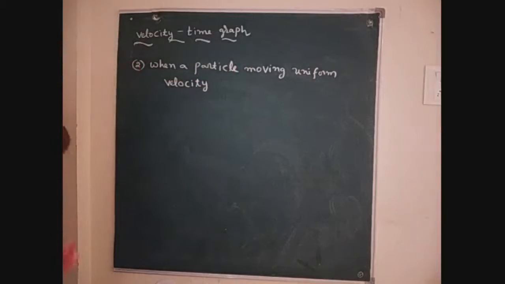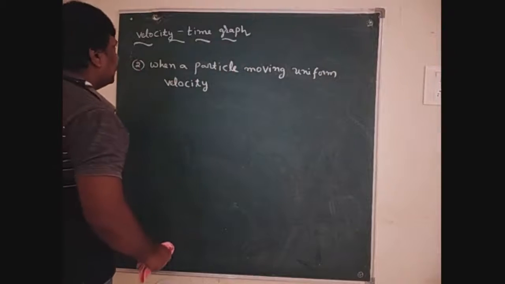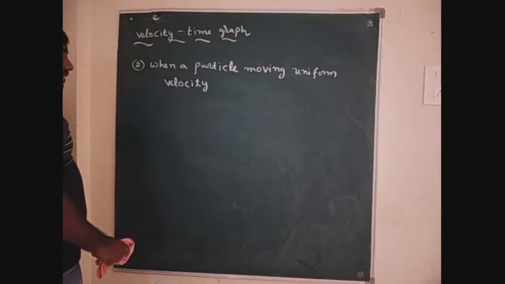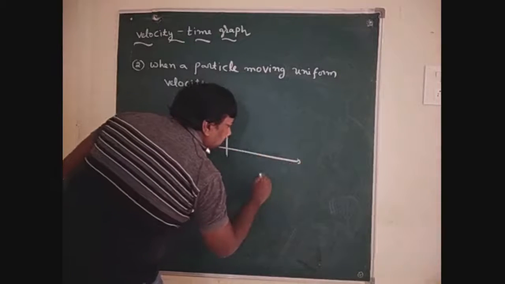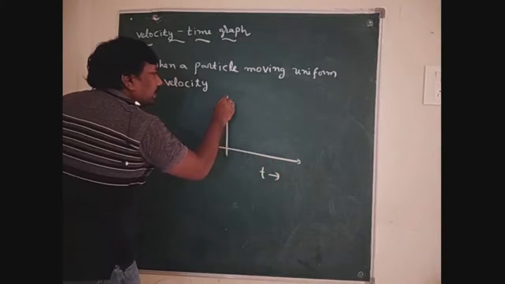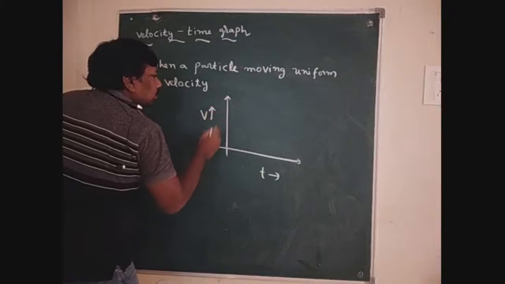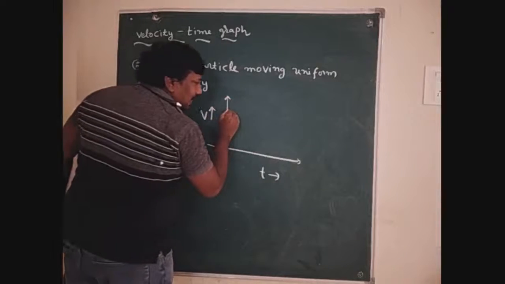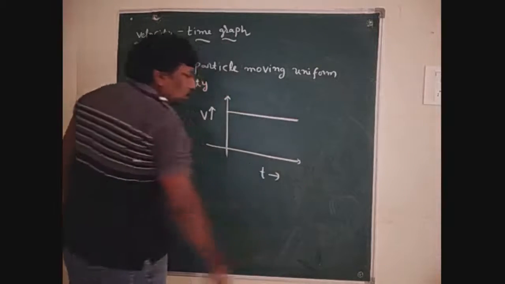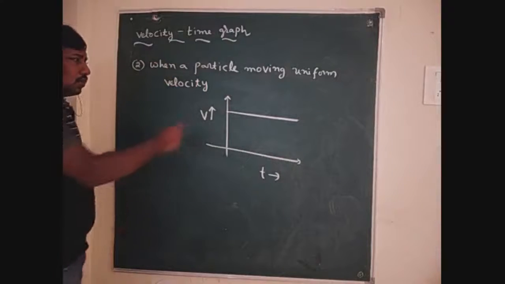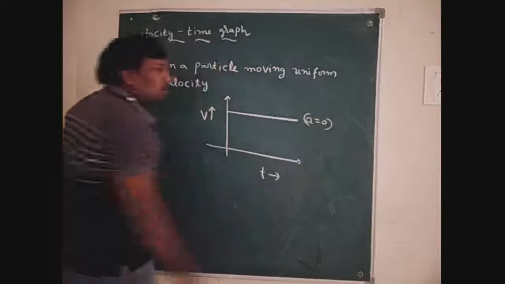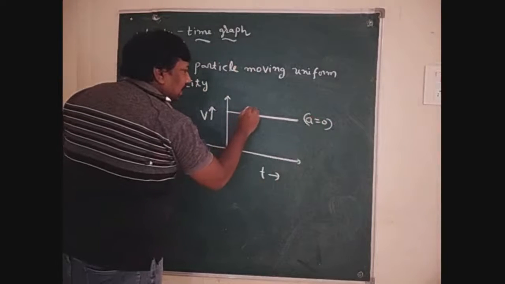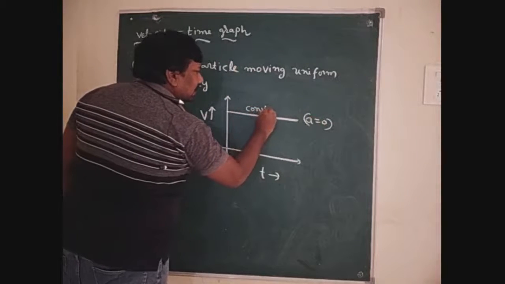So in the case of uniform velocity, the velocity time graph is this way. Here it is a straight line parallel to the time axis. So in this situation, acceleration is equal to 0. That means velocity is constant.